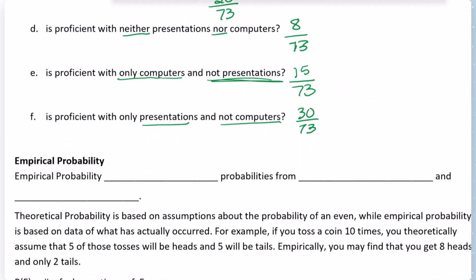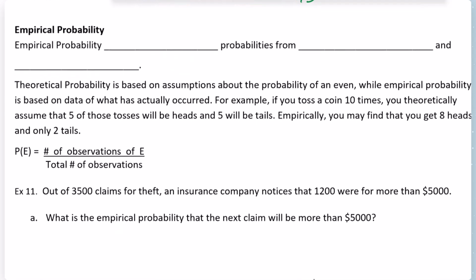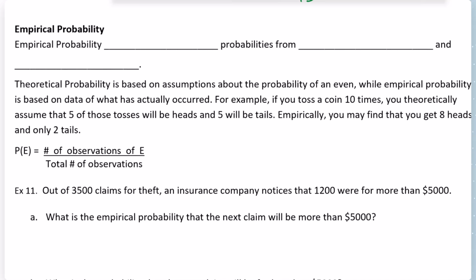Last thing I'm going to introduce in this video is an idea of empirical probability. Empirical probability estimates probabilities from experience and observation. All right. So empirical probability estimates probabilities from experience and observation.